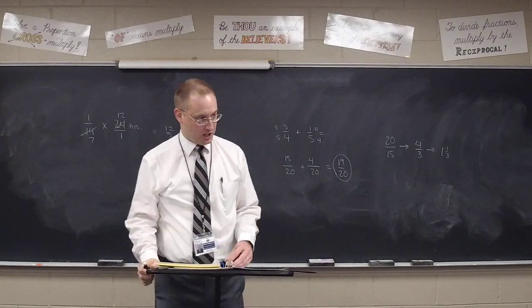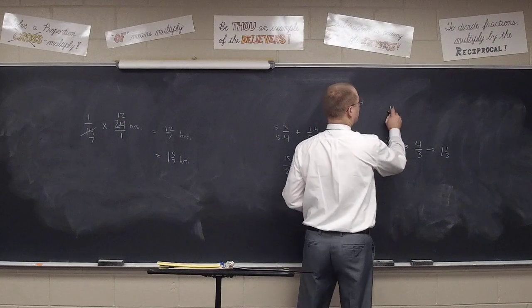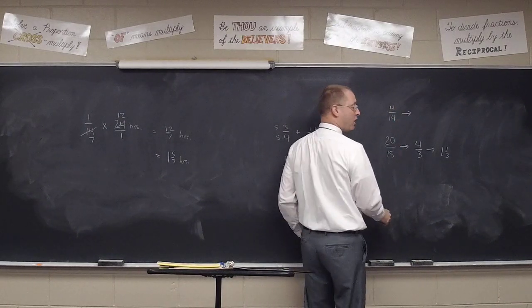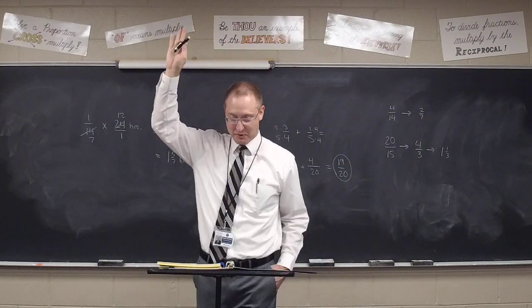Number 49. What did you get, Griffin? 4/14. Okay, but again, we're stopping too early on these things. We can't stop at 4/14. We got to clean it up a little bit, make it smaller. 2/7. How many have 2/7 for number 49?